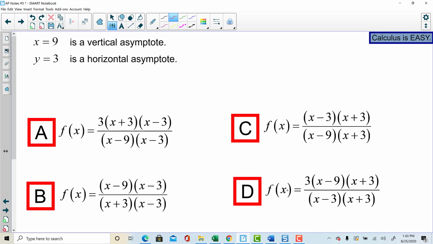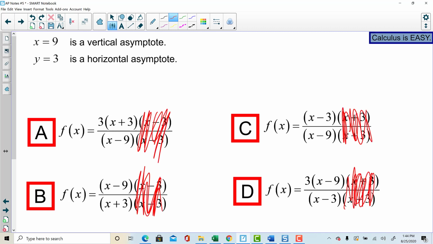Okay, this is our last example. This is an example of a real AP test question. If they give you the information at the top that says x is equal to 9 is a vertical asymptote, and y is equal to 3 is a horizontal asymptote, then which function below would be the correct function that has these properties? First thing we want to do is ignore the holes.